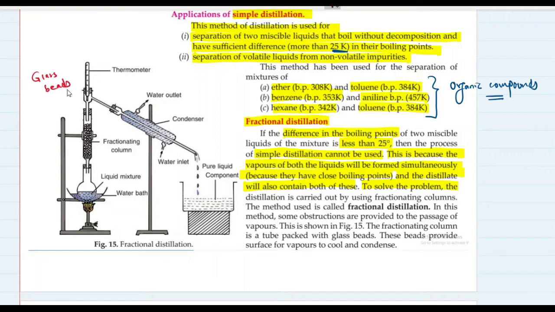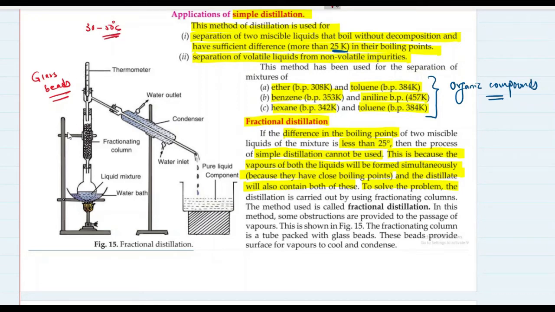These glass beads are just kept inside it. They do not just fall out of this part because this part is really narrow. These glass beads are kept here because they increase the surface area for some vapors to get condensed at a lower temperature. See, if you start heating water, water will start forming vapors at 30 to 50 degrees Celsius as well.